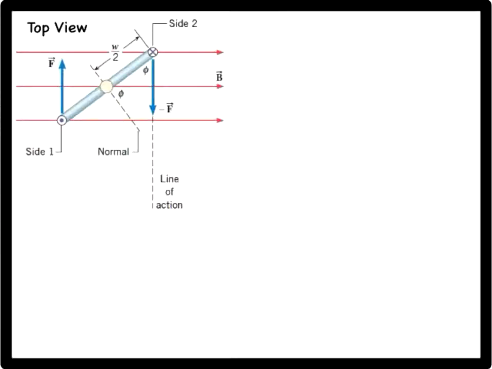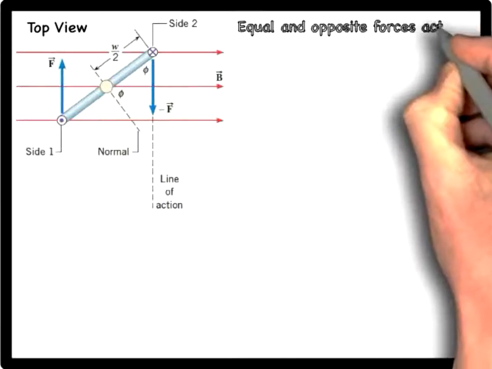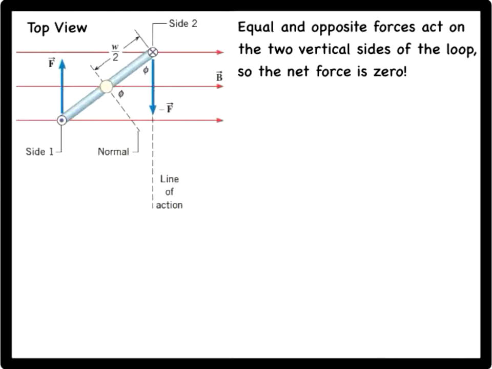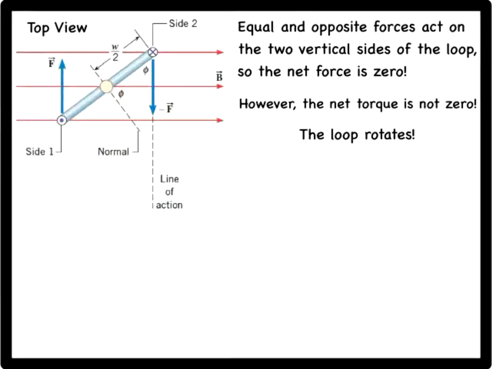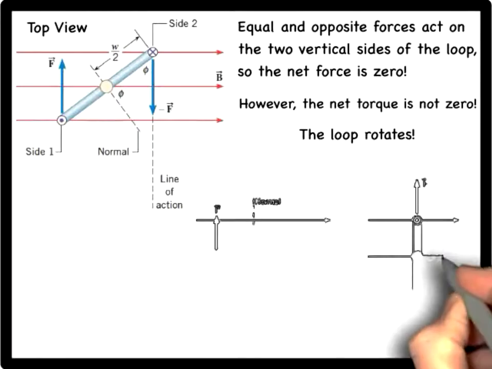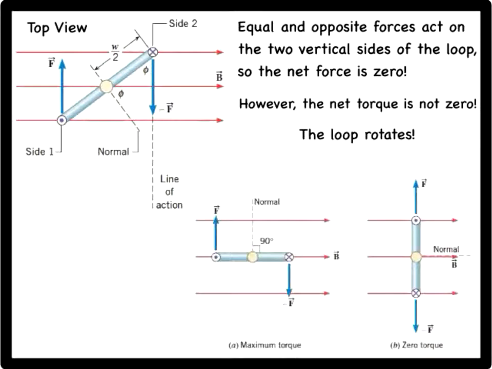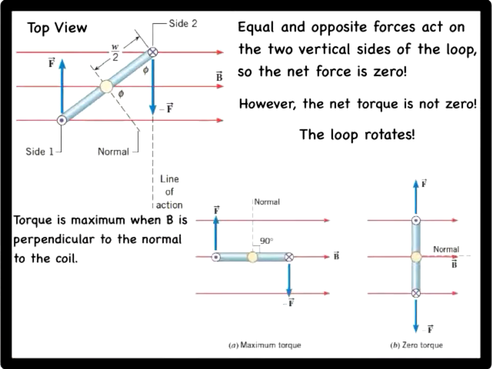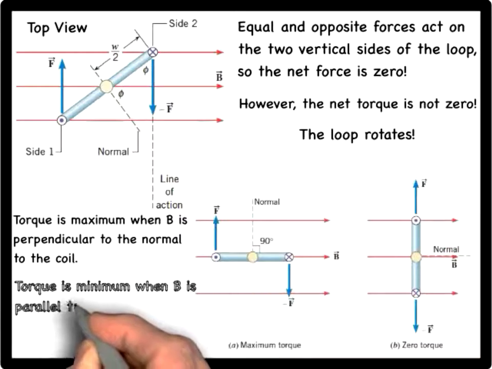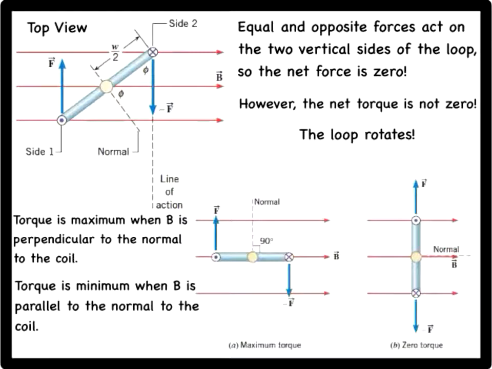The drawing shows the current comes up the left vertical side of the loop, across the top, and then down the right vertical side. By applying right-hand rule 1, we see that there are equal but opposite forces acting on the sides of the loop, so the net force on the loop is 0. However, the net torque on the loop is not, and it tends to rotate about the vertical shaft, here in a clockwise direction. Part A of the figure shows that the torque is maximum when the normal to the plane of the loop is perpendicular to the field. In contrast, Part B shows that the torque is 0 when the normal is parallel to the field.